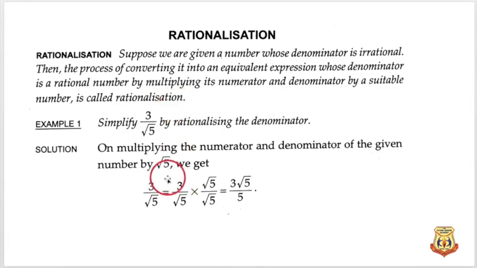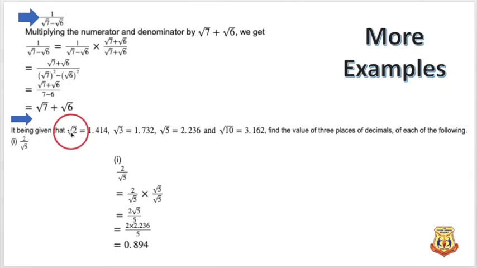So what they have done? See, the example is 3 by root 5. Now if I multiply by root 5 on both sides, then in the denominator place what are we getting? 5, and in the numerator place we are getting 3 root 5. But I have already done this. You see, they are saying to make the denominator a rational number. So it is a rational number now. Now more examples.